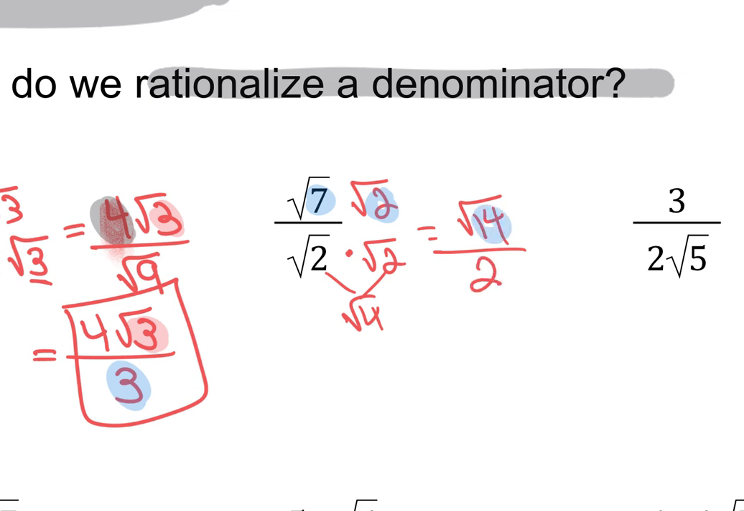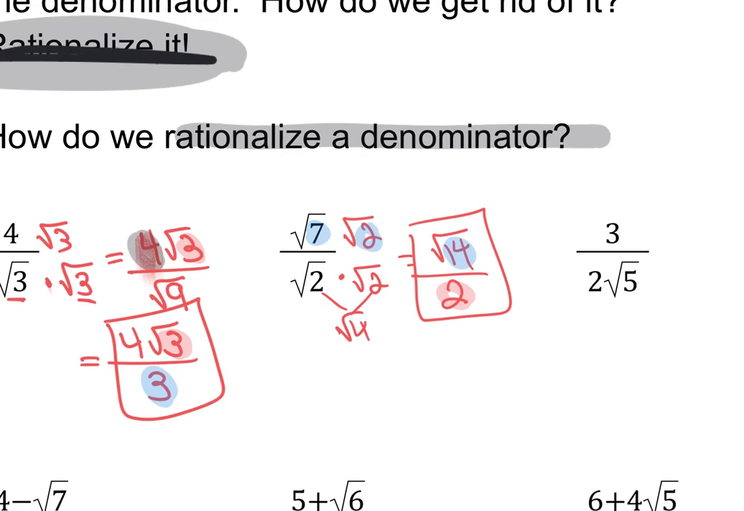Remember, this 14 is under the radical. This 2 is not. They are not friends. They do not simplify each other. That is no version of 7 whatsoever. It has to stay the square root of 14 over 2.